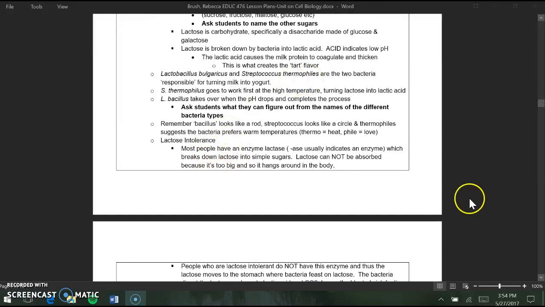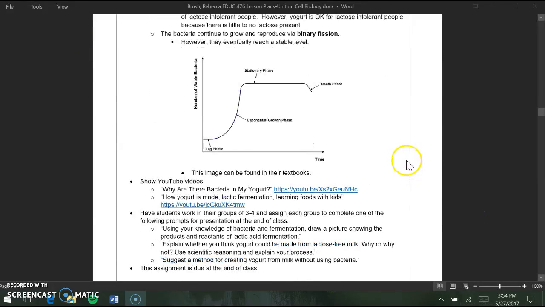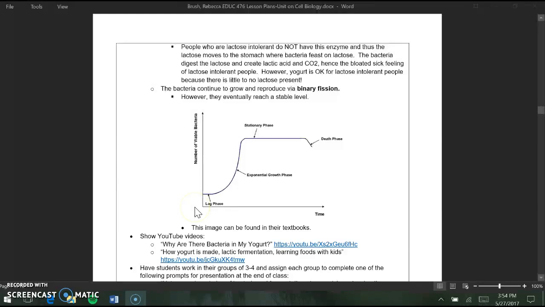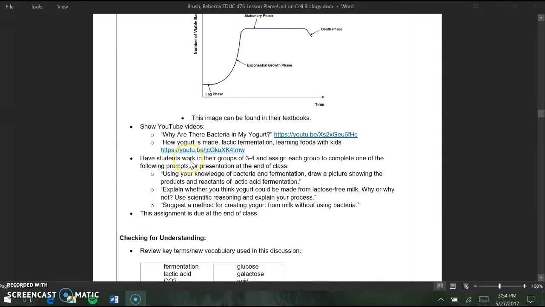And it's neat because we even talk about lactose intolerance in this lesson. I have tables, and I would have this table up on the board. We talked about a couple of different videos that we watched. Then they work in their groups.